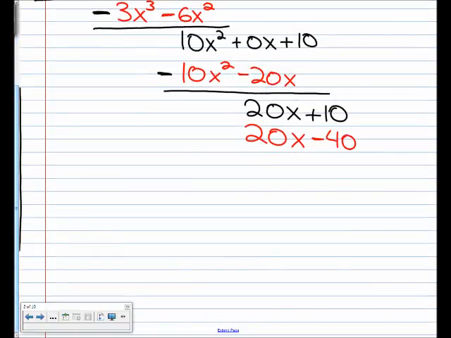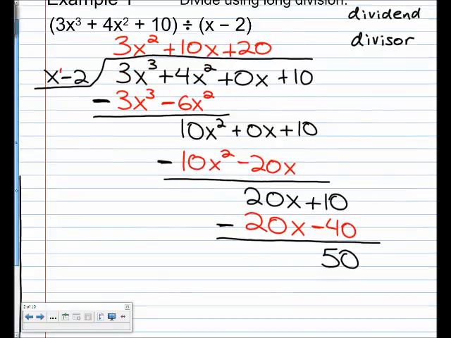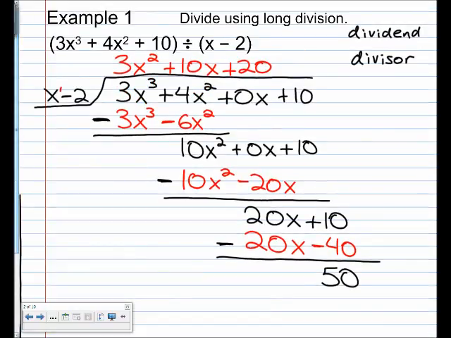All right. So I'm going to subtract. The 20x's make 0. What is 10 minus negative 40? So again, this is the same thing that keeps happening. Subtracting a negative is really addition. So it's 50. Very good. Do you guys remember what 50 is called? Because I have nothing else to do, and I have a 50 that's left over. The remainder! Sorry, the remainder.